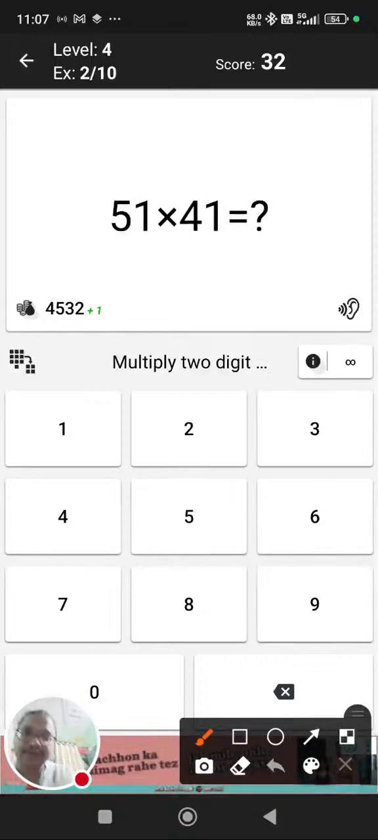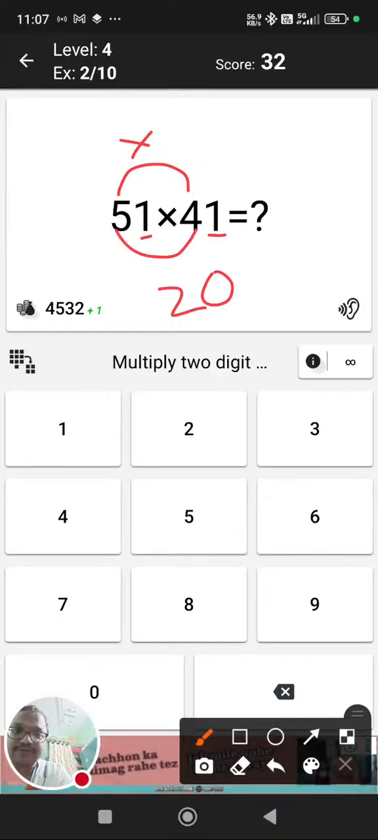Here we have already seen this type of question. Unit digit is 1, so first we do 5 4 times multiplication, which will be 20, and the sum of 5 plus 4, which will be 9, and unit digit is 1. So this is the answer, 2091.